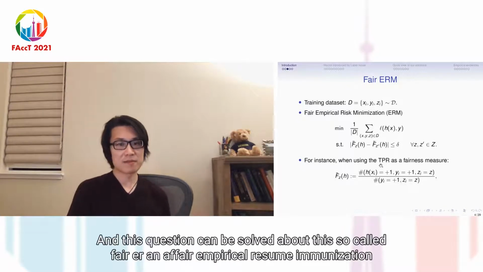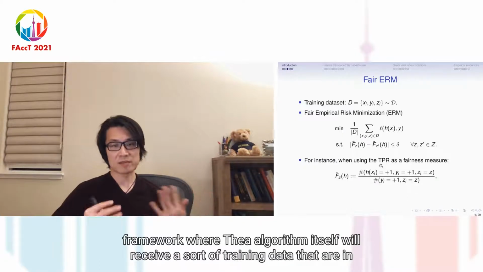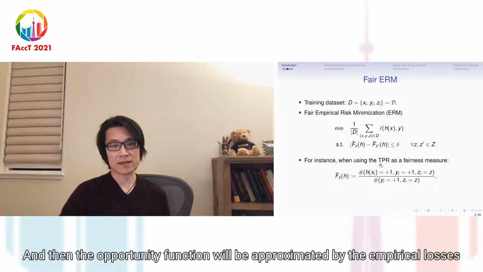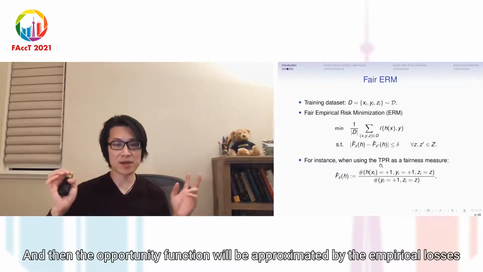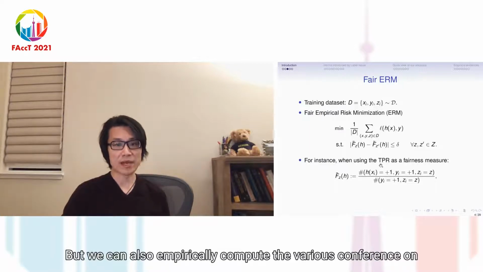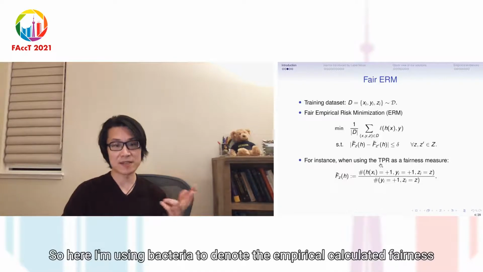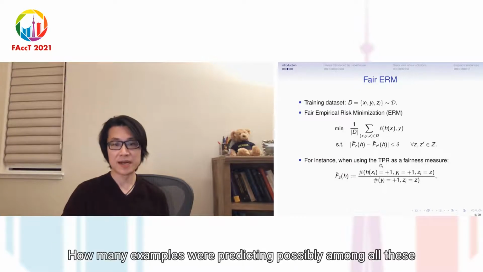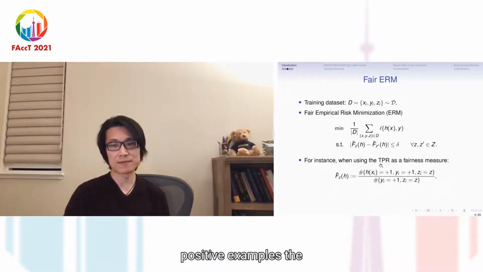This question can be solved by the so-called FAIR ERM, or fair empirical risk minimization framework, where the algorithm receives a set of training data in tuples of xi, yi, zi. The expected loss is approximated by the empirical loss incurred by classifier H on this training data set. We can also empirically compute the fairness constraints on this data set. Here I'm using F tilde to denote the empirically calculated fairness measures. For instance, when we are computing true positive rates, this is basically counting how many examples we're predicting positively among all the positive examples.